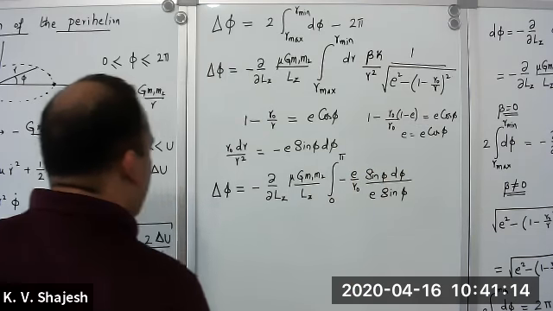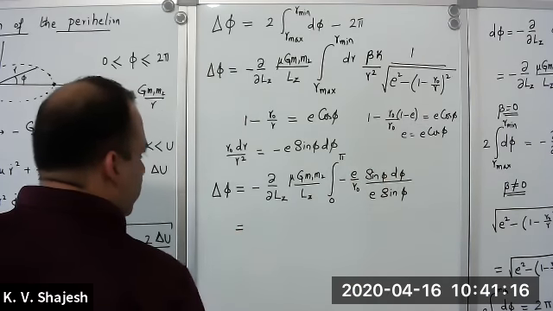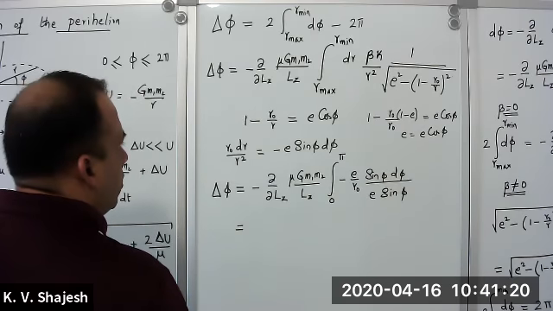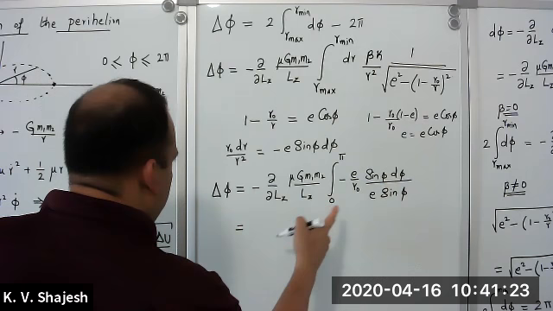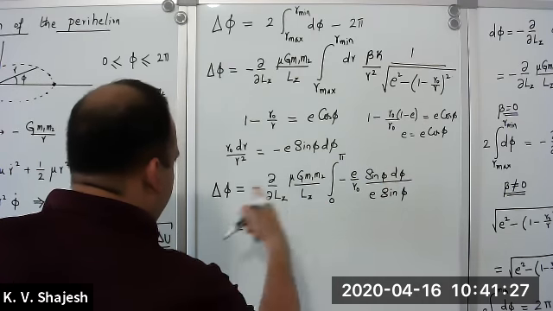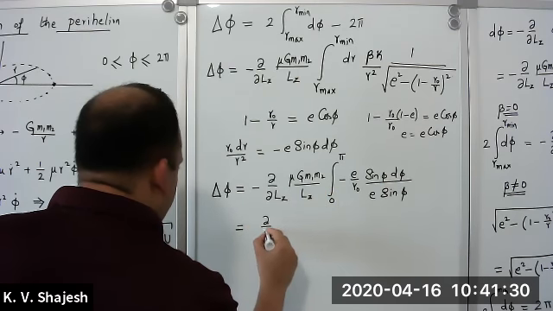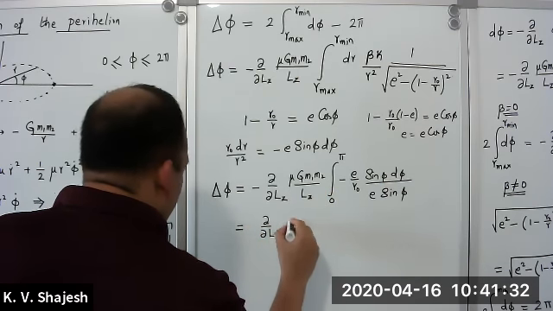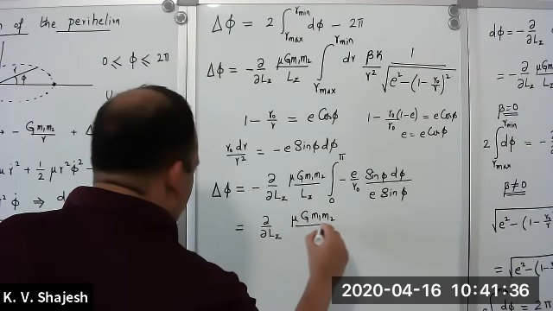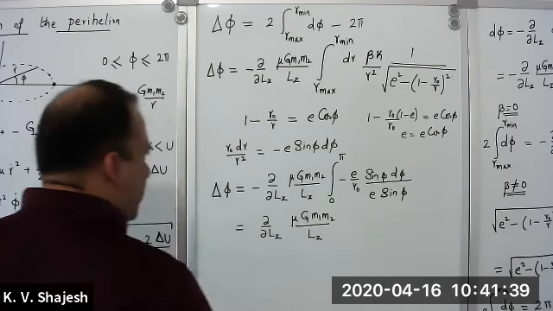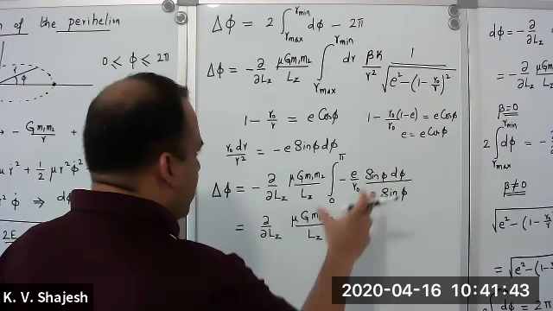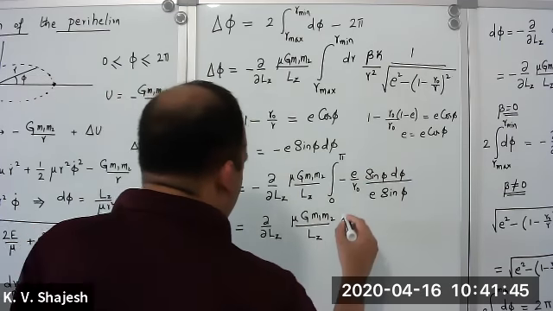So e cancels out. So this is plus. So what is this equal to? Minus comes out. So this is d by d lz of mu g m1 m2 over lz. E cancels out, sine phi cancels out, and the integral is just pi, right? So pi over r naught.